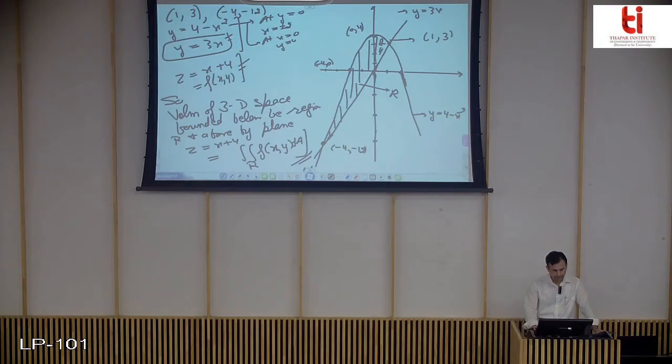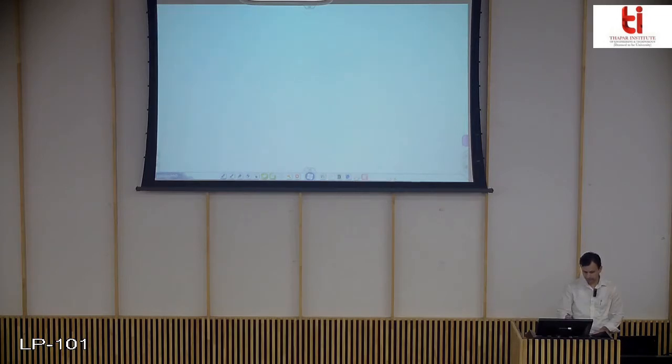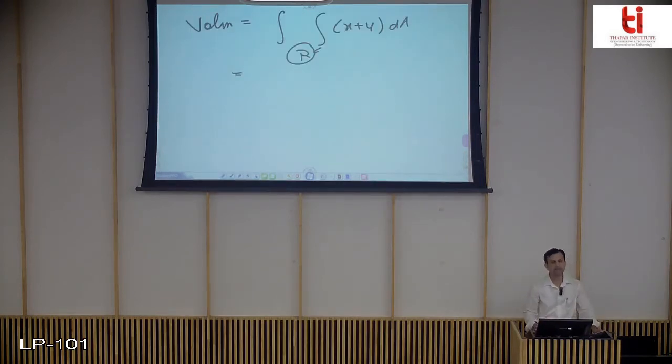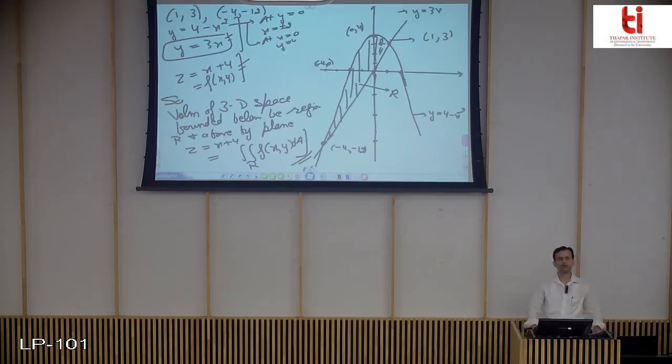Now, after this, here let me write your volume equals the double integral over R of f(x,y), that is x plus 4, that is z here. And now, in order to find the volume, the main thing is you need to find the limits of integration of this region R in the xy plane. So for that, first of all, what should be the order of integration? Should I integrate first with respect to x or first with respect to y?